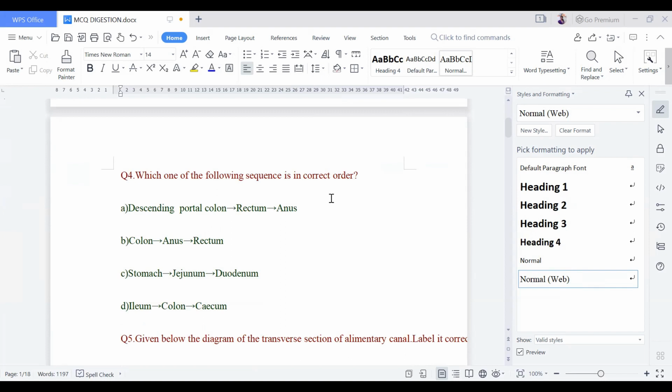Question number 4. See the passage of the food. Imagine the passage of the food and see the sequence, how it travels. The options are almost related to the large intestine. Yes, who is going to answer first?